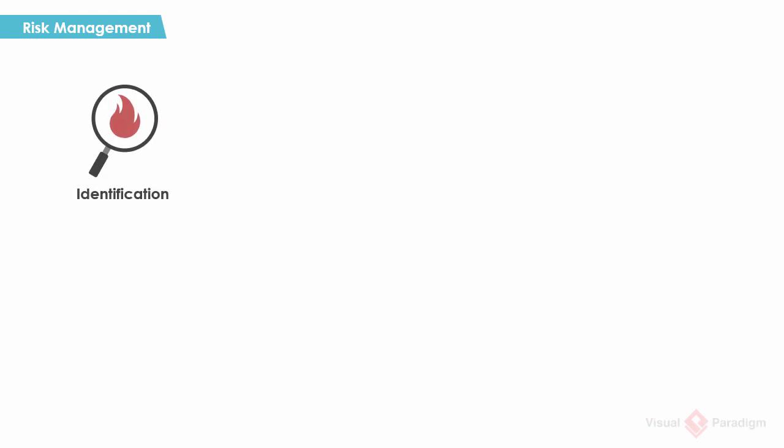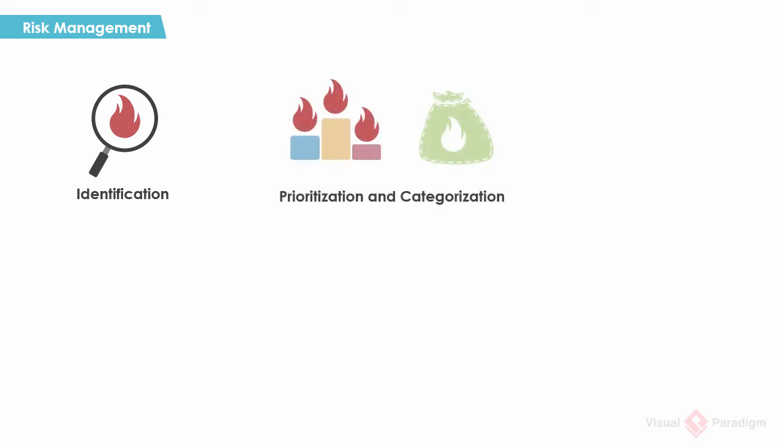Identification. Describe the process by which the risks will be identified. It should include the methods the project team will take to identify risks and the way and format in which risks will be recorded. Prioritization and categorization. Explain how risks are quantified and prioritized. Once risks are identified, it is important to evaluate the probability and impact of each risk in order to prioritize the risk and plan the mitigation strategy.